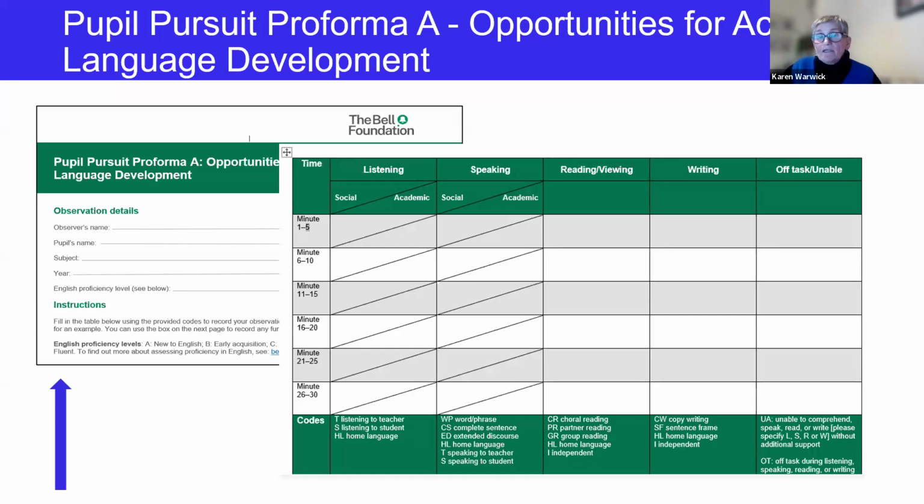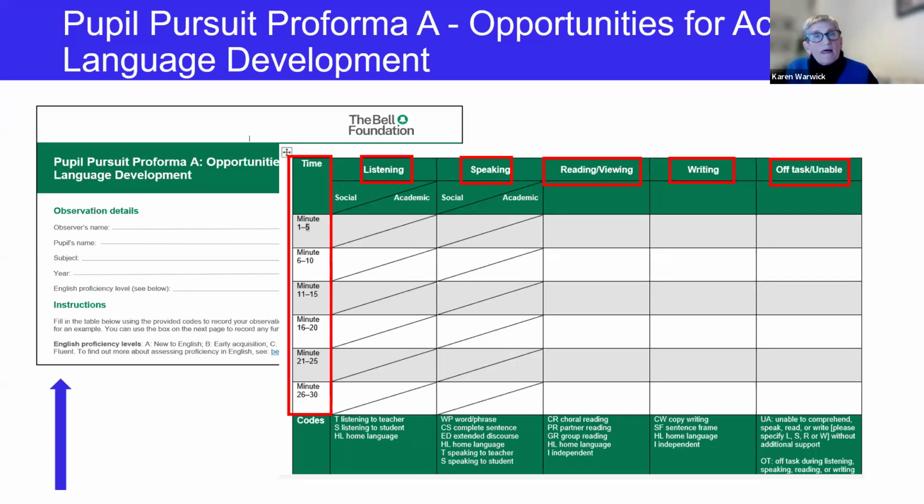Page 2 is divided into 4 language domains, as you can see there, that reflect, in fact, our EAL assessment framework: listening, speaking, reading and viewing, and writing. And there's a column for you to do your observations in time intervals. So it says there, minute 1 to 5.